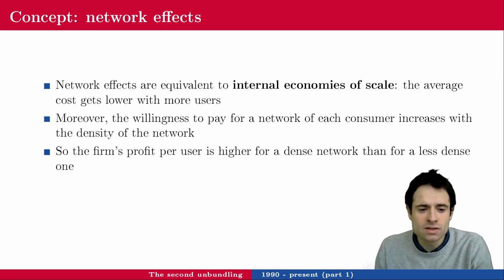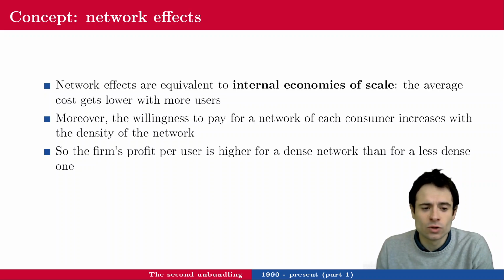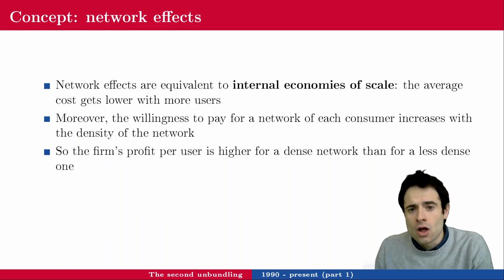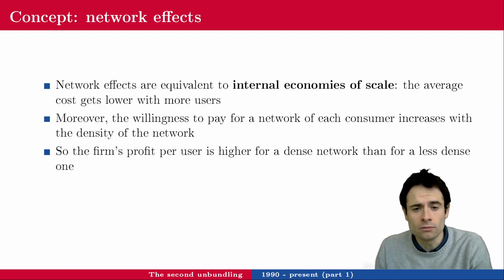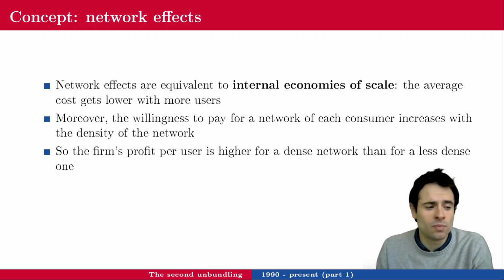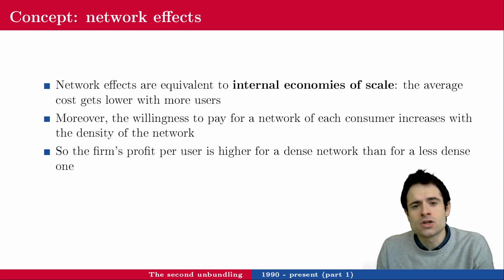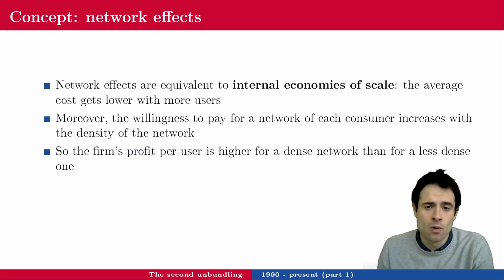So because of these reasons, the firm's profit per user, so a firm who operates a network, YouTube, Twitter, Facebook, is higher for a dense network than for a less dense one. On one hand, it attracts more users. On the other hand, it's less costly per user, the more users there are, due to economies of scale. And on the other hand, especially for the platforms I mentioned, there is also the announcer part, which are willing to pay more to post their ads on the platform.